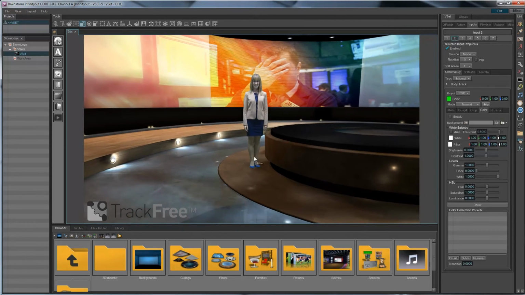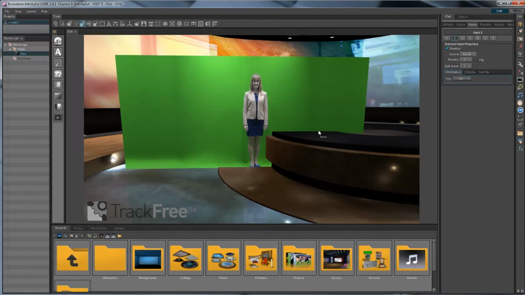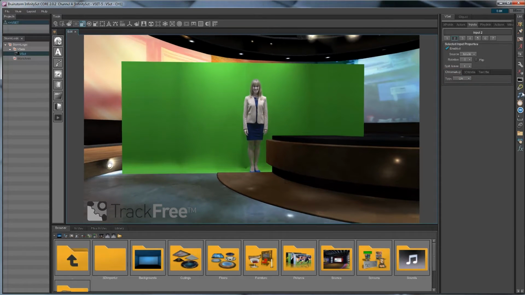And we can also have a shadow on the floor. That is good. That's fine, as long as the talent doesn't move. But what happens if a talent moves? If the talent walks, okay. Let's go to the input, remove the chroma key so we can see the surface. And let's play the movie.